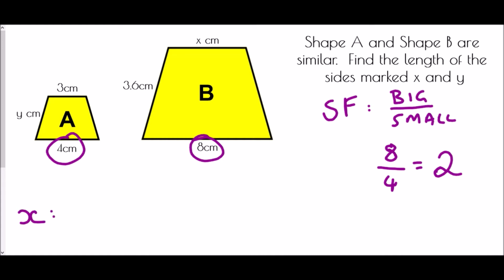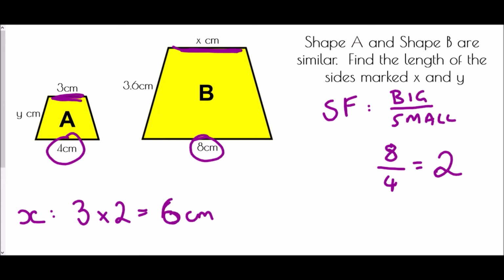Well, x must be this side here, and it matches with this side here. And therefore, we have to do 3 times 2. And so, x must be 6 centimetres.